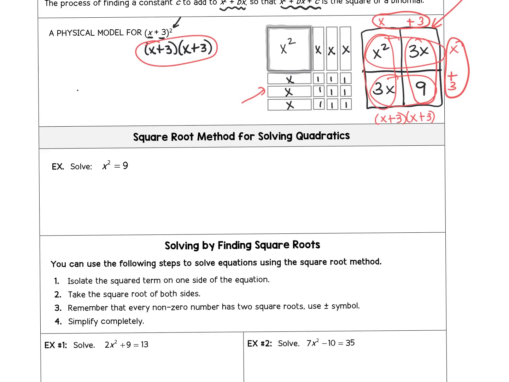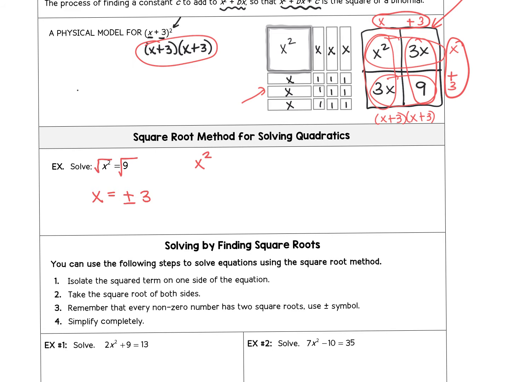All right, moving on to the square root method. We have x squared equals 9. And so when I look at that, x squared equals 9, I'm going to square root both sides to remove the square. And when I take the square root on both sides, I need to use a plus or minus in front of our solution, right? And that would give me plus or minus 3.